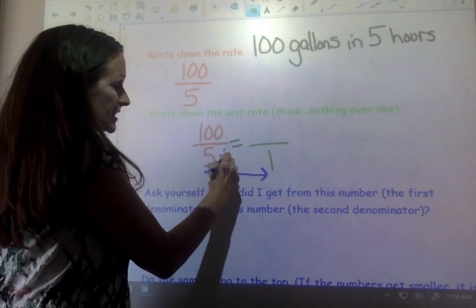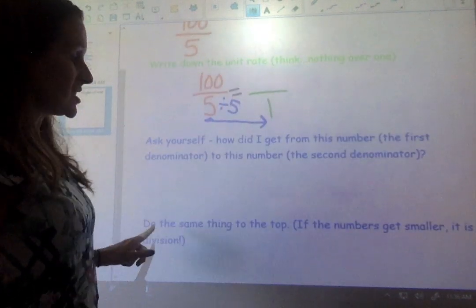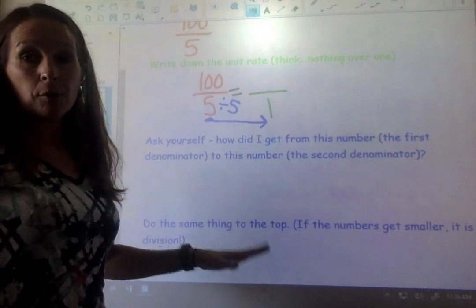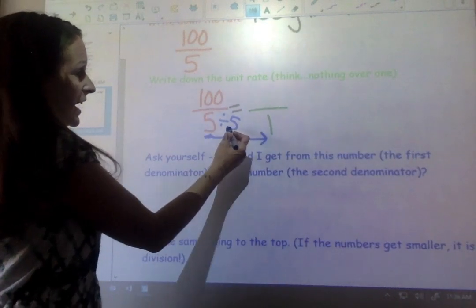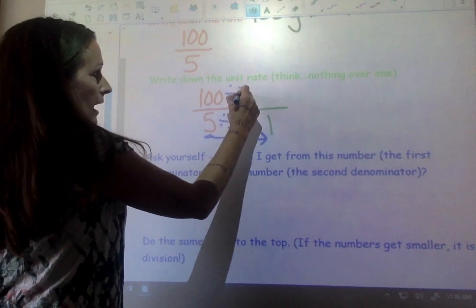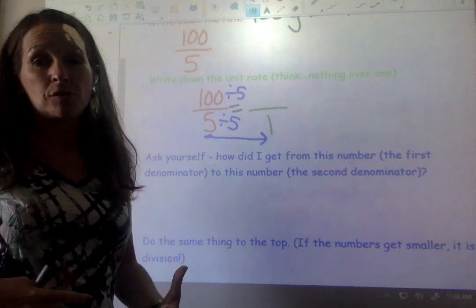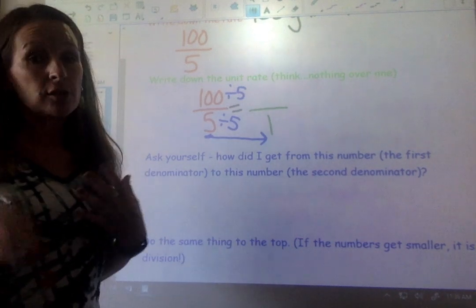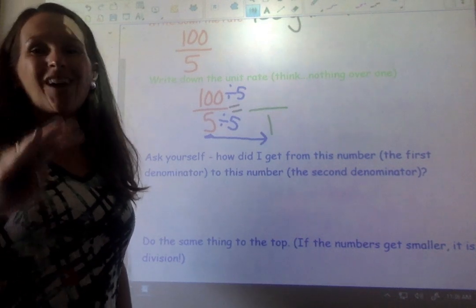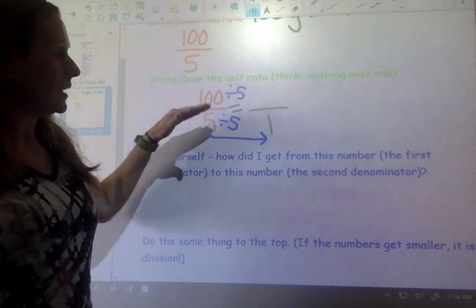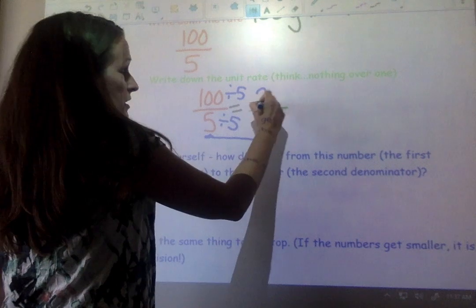So because this is dividing by 5, I'm going to, let's scroll down here a little bit, do the same thing to the top. If the numbers get smaller, it's division. Because I'm dividing here, 5 divided by 5, I have to do the same thing here. I have to be fair. Whatever I do to the top, I do to the bottom. Whatever I do to the bottom, I do to the top. Now, if you can't do the math in your head, you can use a multiplication chart. You may also use a calculator, but 100 divided by 5 is 20. So my answer goes here.